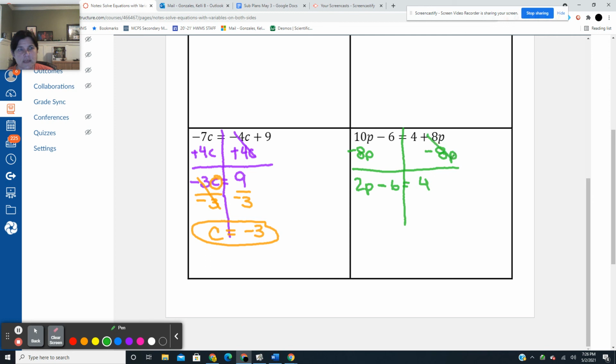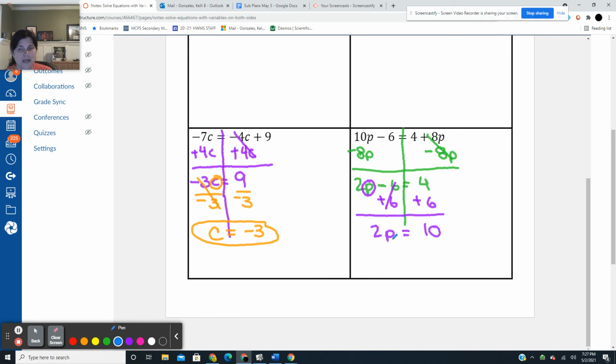So the p's are gone. I have 2p. You have 2p. So p is attached to two things. It's a regular two-step, minus 6 and times 2. So we have to undo addition and subtraction first. So we will add 6 to both sides to get rid of the minus 6. And I'm left with 2 times p equals 10.